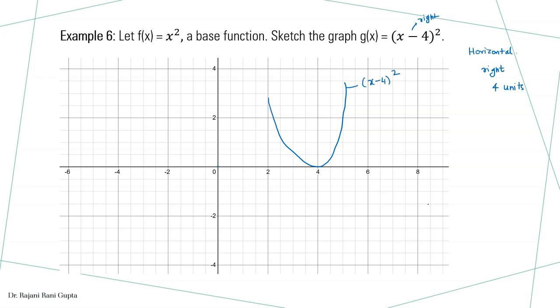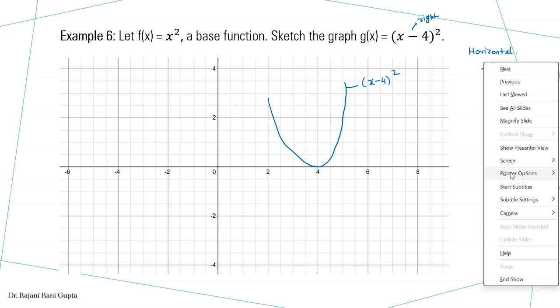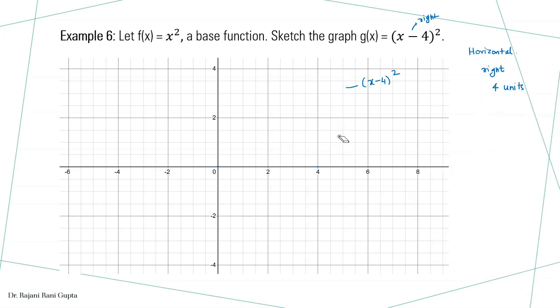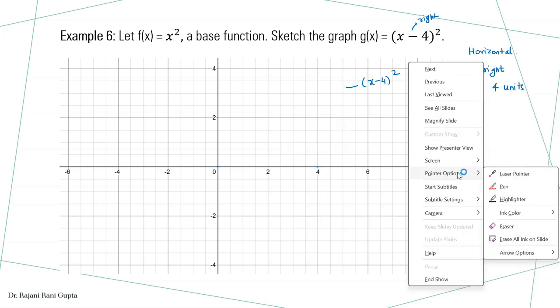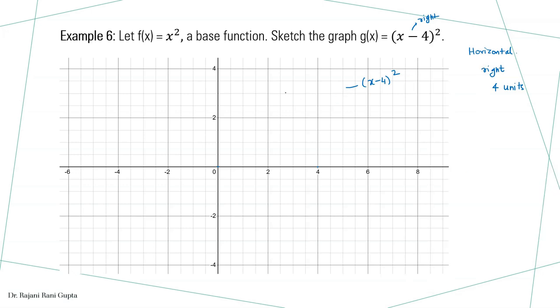Make sure when you are drawing it, it is symmetric. Okay, because when you see this one, it's not symmetric. So when you are drawing it, be careful with it. Like it should, because 4 will be the axis of symmetry. Like this.